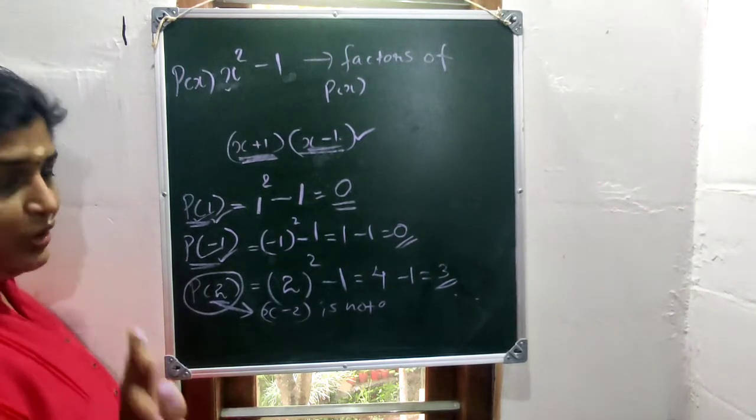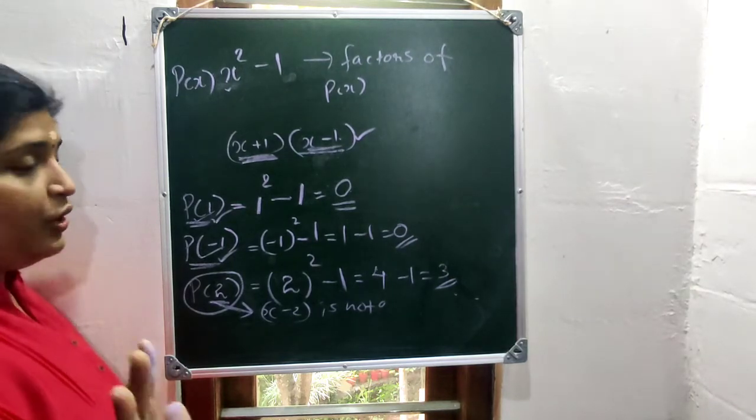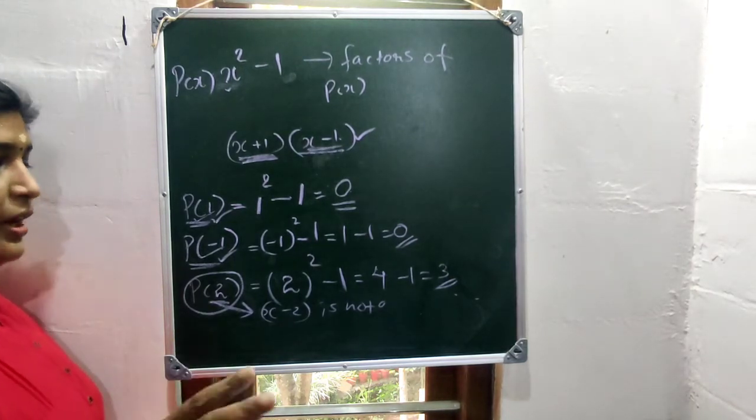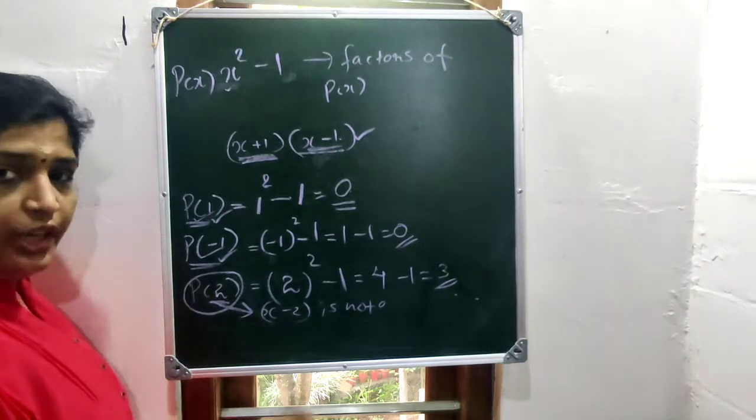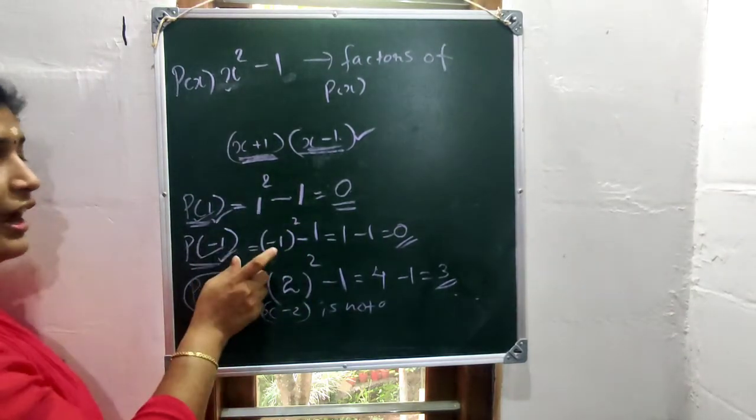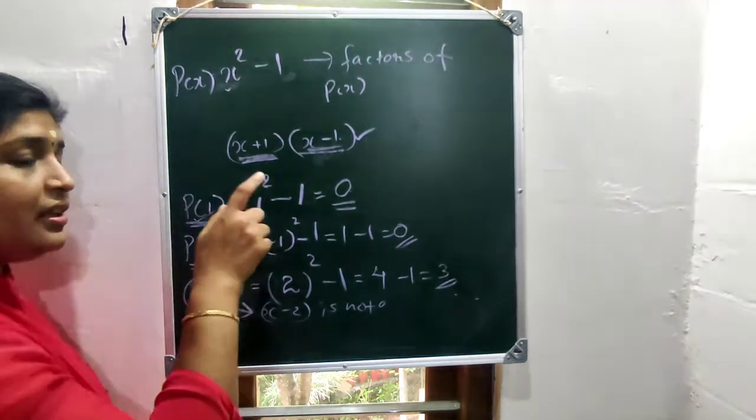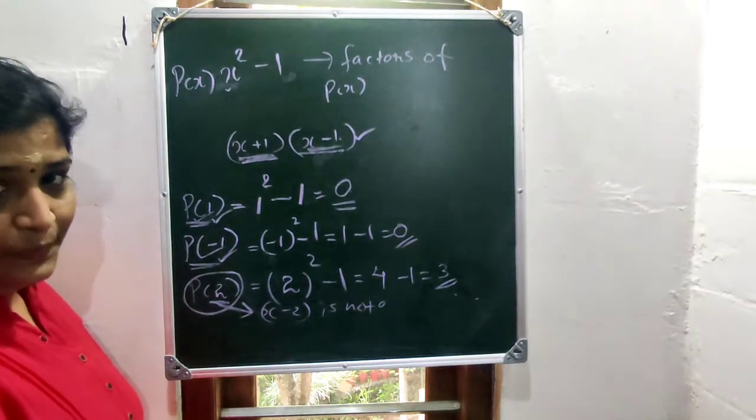P of 3 is not equal to 0. P of 5 is not equal to 0. For any number, P of that number is not equal to 0. Only if it is a factor, P of that number is equal to 0.